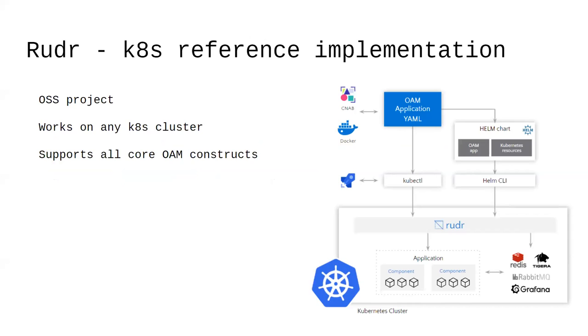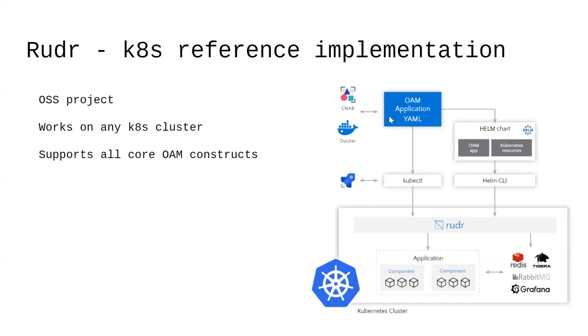So Rudr is our Kubernetes reference implementation. It is an open source project. It works on any Kubernetes cluster. So this could be a managed Kubernetes such as EKS or AKS, or just an entire full-fledged Kubernetes cluster you have running on your VMs that you manage all up. Rudr supports all core OAM constructs. So those core workload types I was talking about earlier all should work within Rudr.